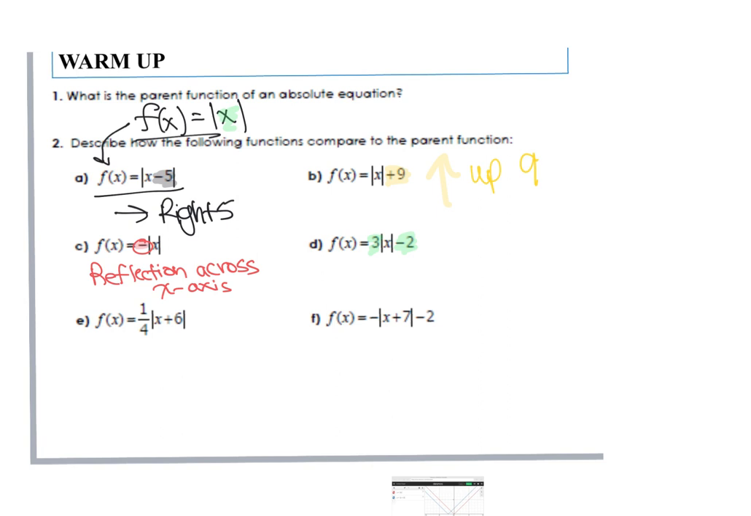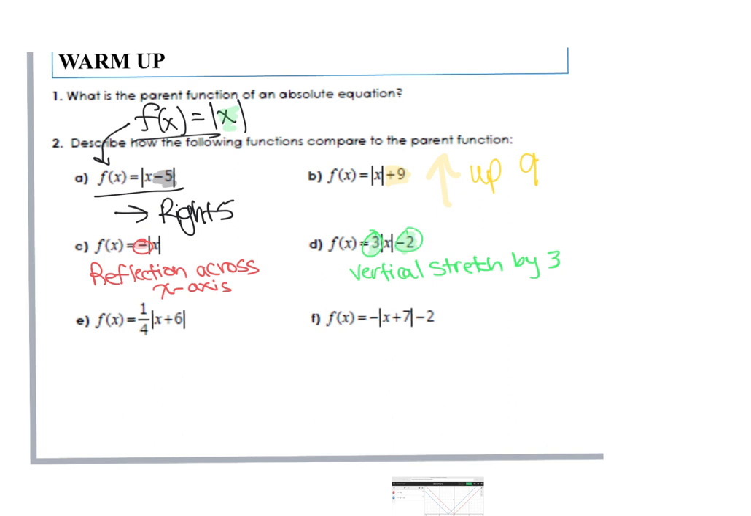So this 3 on the outside, okay, it's larger than 1. The absolute value of 3 is 3, and that number is larger than 1. So what that is, it's a stretch. So we would say that's a vertical stretch, and we would say by 3, vertical stretch by 3. We would put the number.